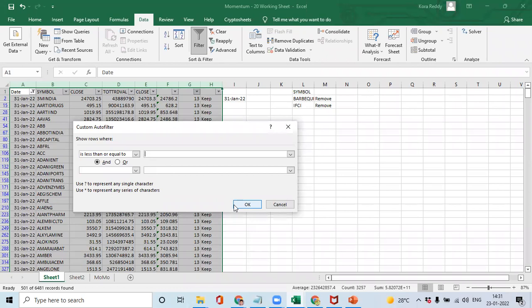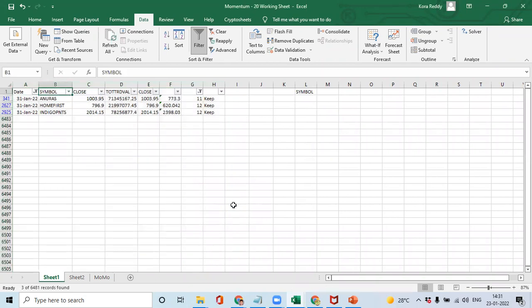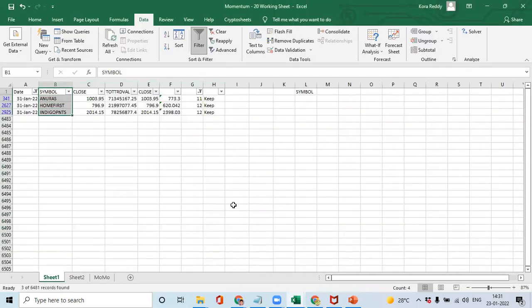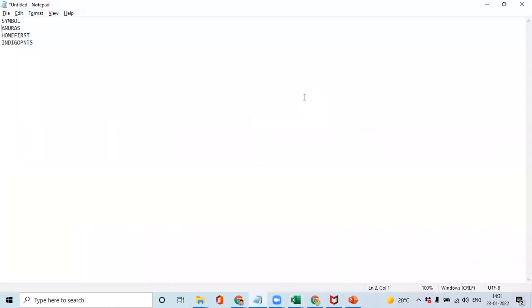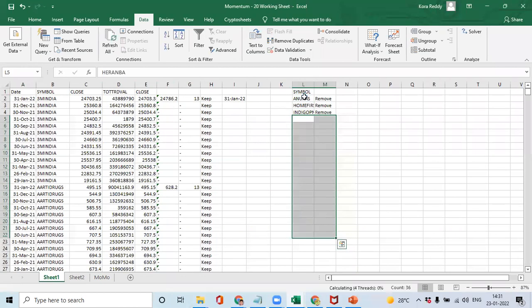Less than or equal to 12. Yeah, these three stocks don't meet our criteria because they're freshly IPO'd. Not freshly IPO'd, but the IPO has come and they still don't have 13 months history. So I'm going to remove them from my screen. So remove those three stocks.